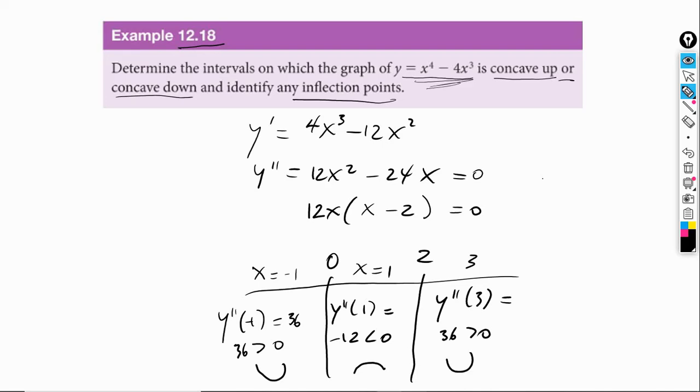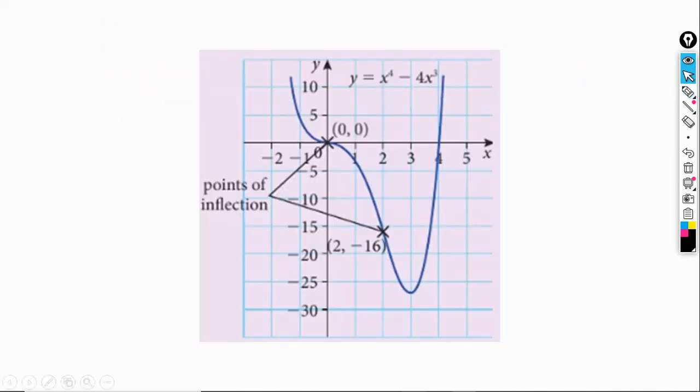A better way to understand this is by actually looking at the graph of the function. So I'm going to show you the graph and what it looks like. And there you go. You can see the points of inflection, which are for x equals 0 and for x equals 2. So here is the other point of inflection, 2, -16.